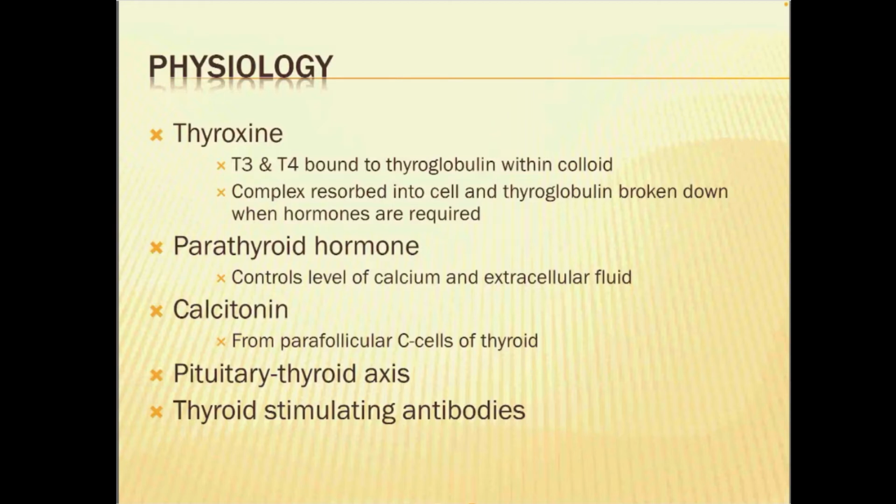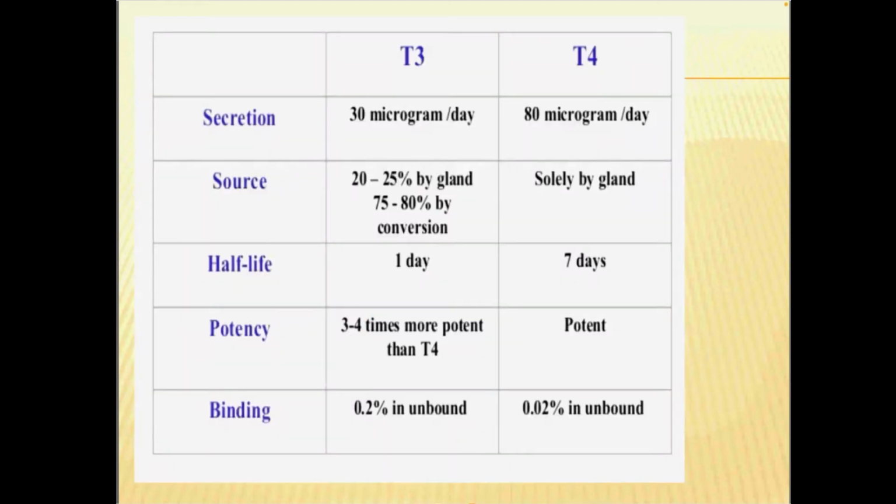Another important feature we are supposed to know is the pituitary thyroid axis and thyroid stimulating antibodies. In the next few slides, we will see about the pituitary thyroid axis. So these are simple points which we are supposed to know about T3 and T4. This can be asked in your Vivas and for case discussion.